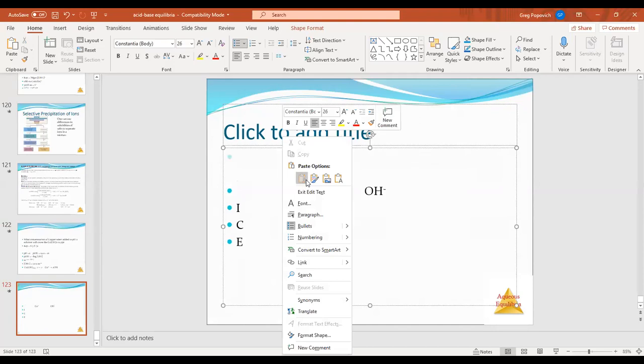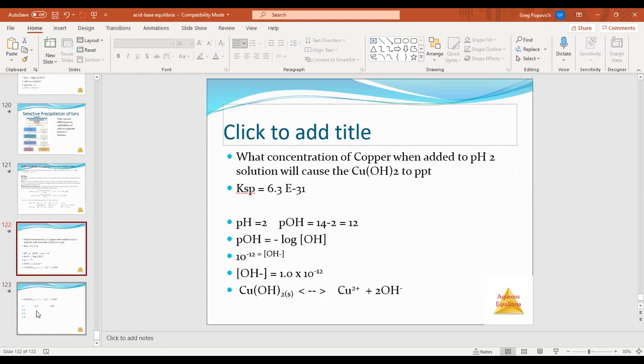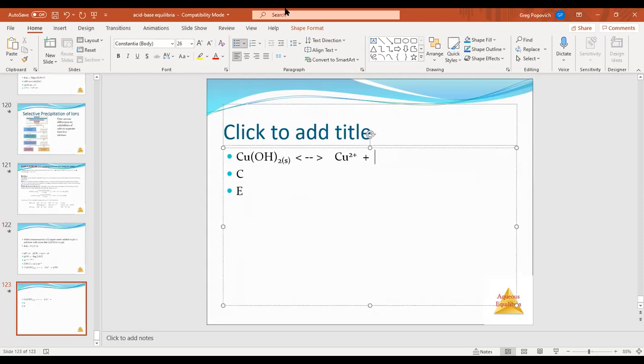What's my initial copper? I don't know what it is. Damn it. My initial hydroxide is 1e to the minus 12th. Correct, guys?